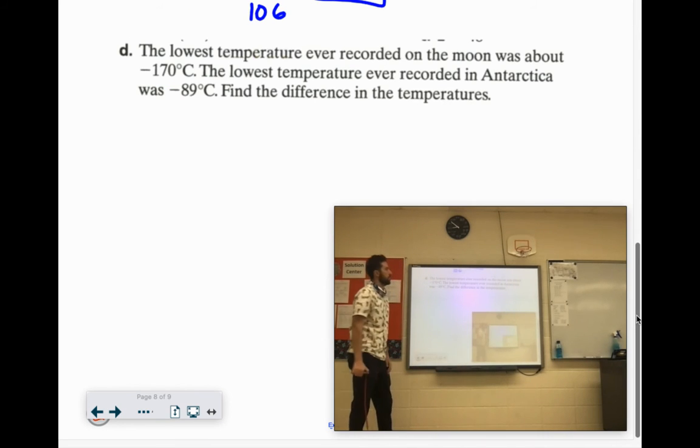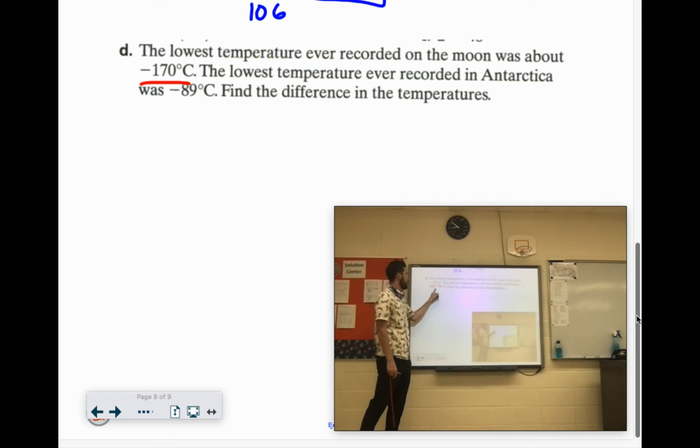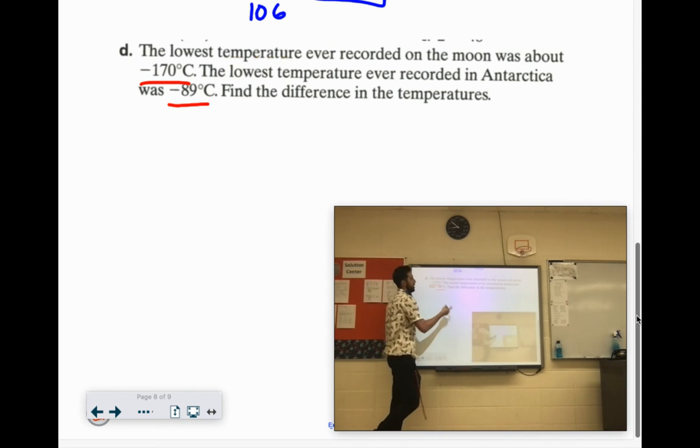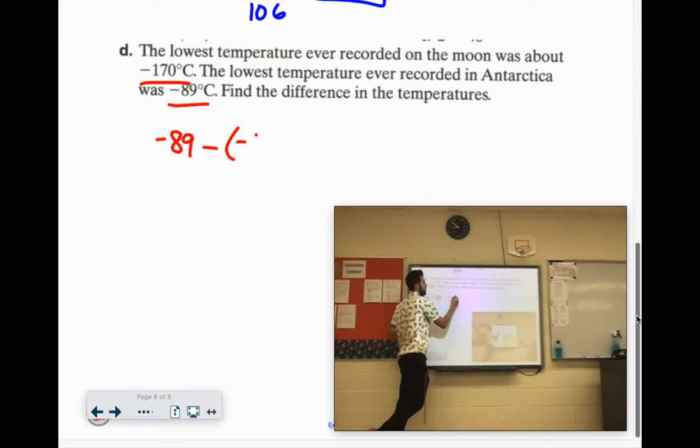The lowest temperature ever recorded on the moon was about negative 170 degrees Celsius. The lowest temperature ever recorded in Antarctica was negative 89 degrees Celsius. Find the difference in the temperatures. Okay, so a few ways we can do this. Let's say the moon, the difference is subtraction, right? So if we were to say the moon minus, oh, sorry, that's Antarctica minus the moon.